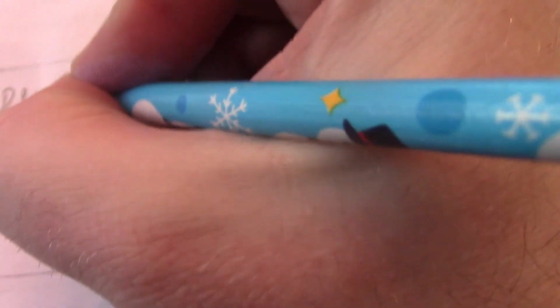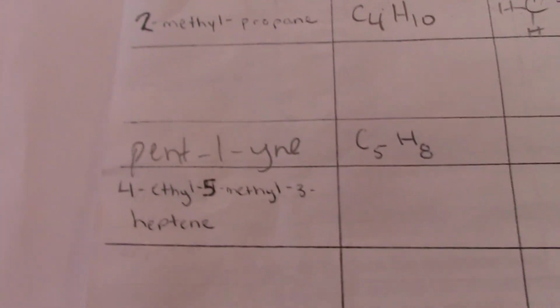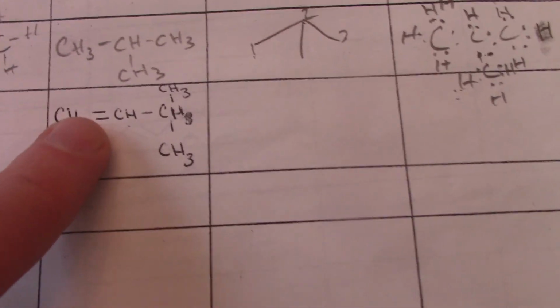So this is pent-1-yne. You could call it pentyne as well. You don't necessarily need to put the 1, because if you say pentyne, it's understood that the triple bond is on carbon number 1. So I skipped over this one, but I'm going to come back to it.